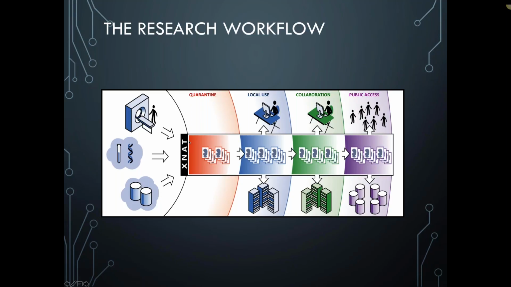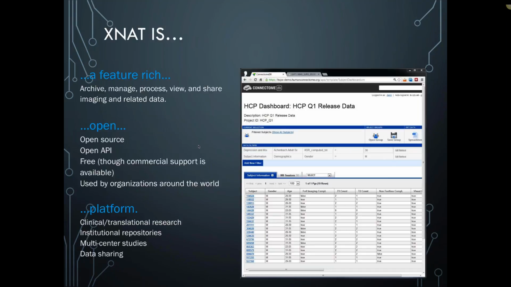So we've developed in my lab a system called XNAT, which provides this sort of controlled process for working with research data. So this is what XNAT looks like from the web interface. This is a particular XNAT instance that supports the Human Connectome Project. But XNAT is an open source tool that anybody can download and install and run as their own informatics platform.